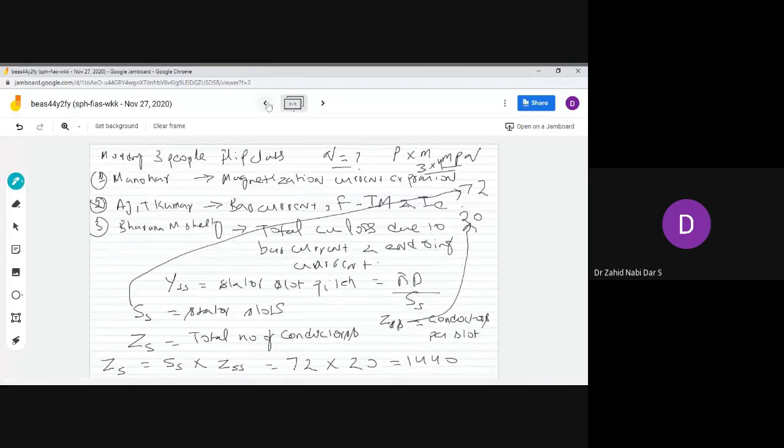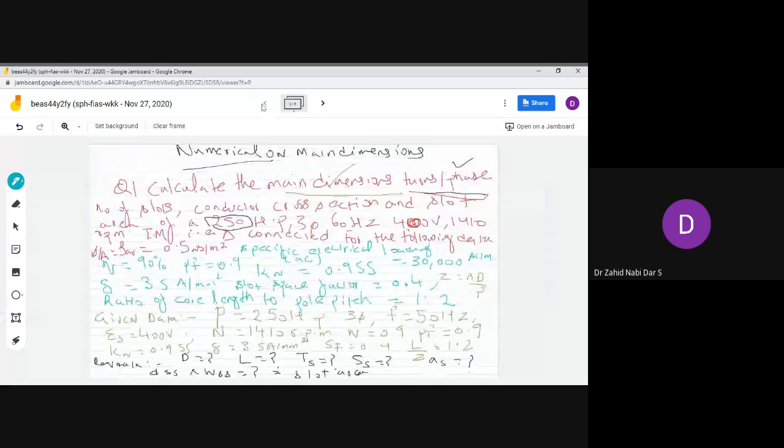So all the values we have calculated everything. If you look at the problem, what was needed: D value calculated, L value calculated, TS and SS done, AS done, DSS into WSS done, slot area also calculated. So this is how to go about the problem.